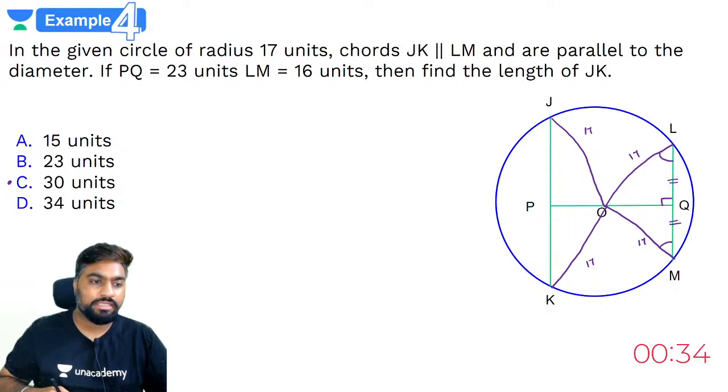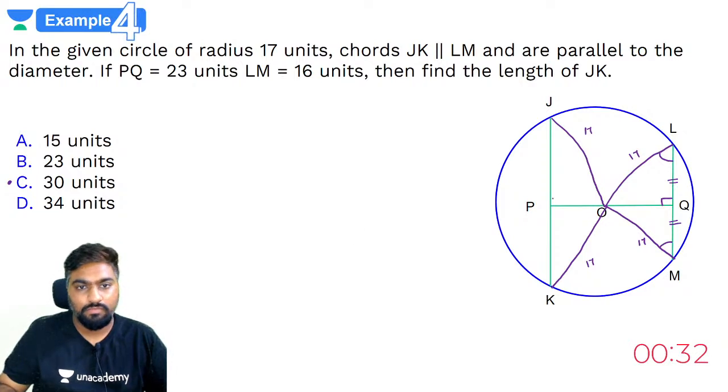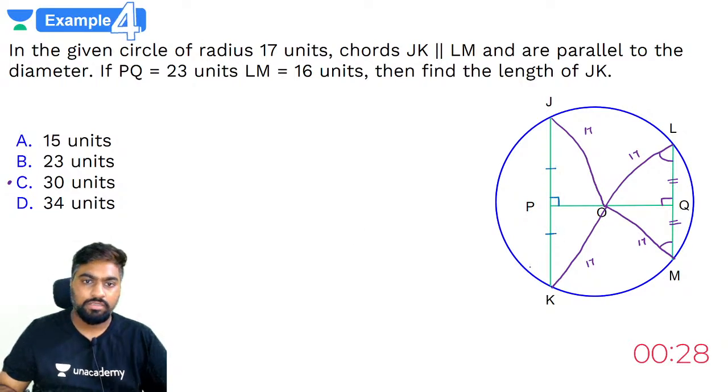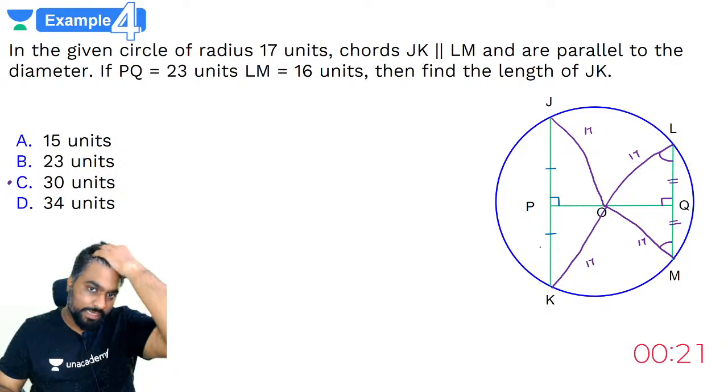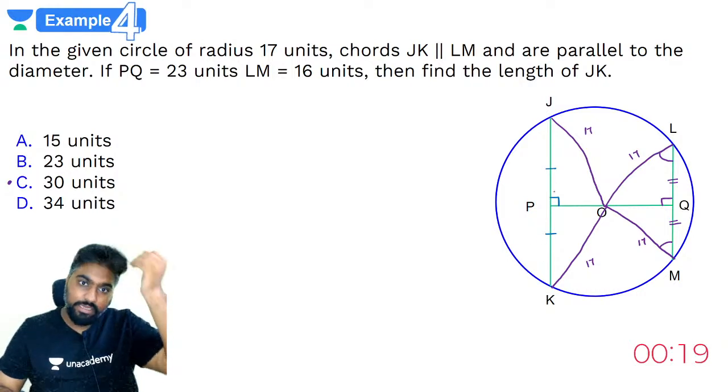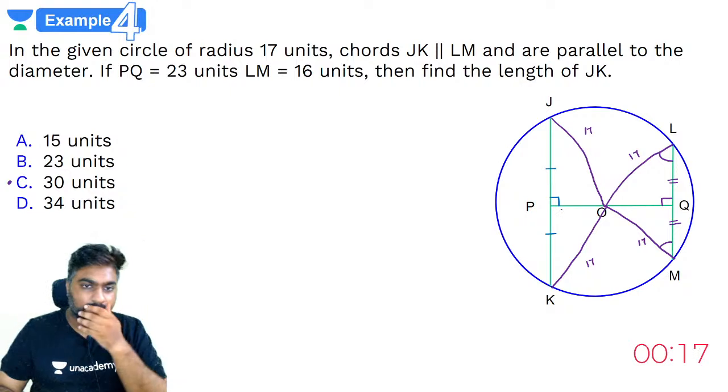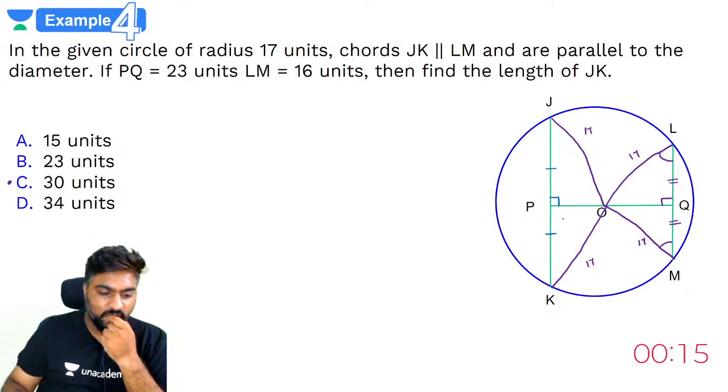Same way the opposite side. This will become perpendicular, this will get bisected. So now all that you want is one part, either JP or PK, whatever, you will be able to get the value there. Yes.